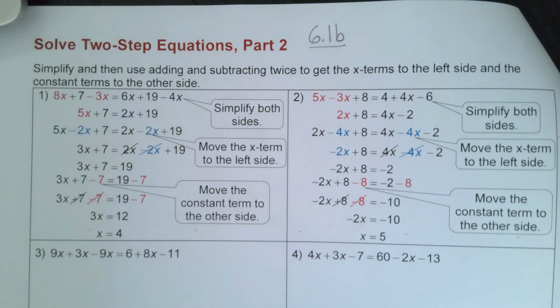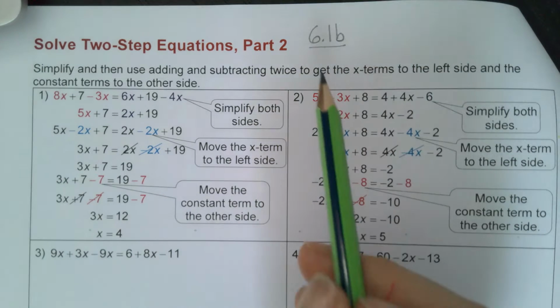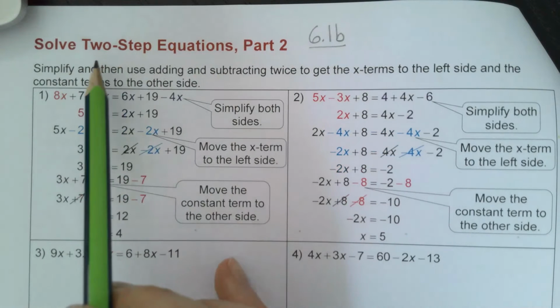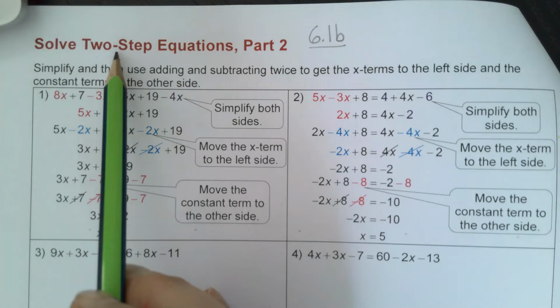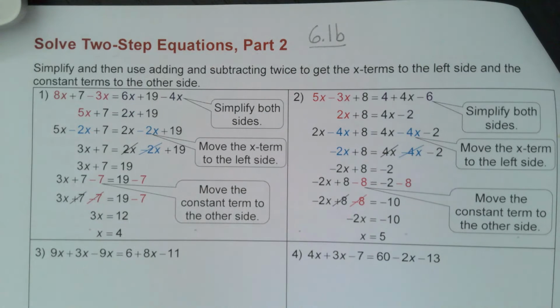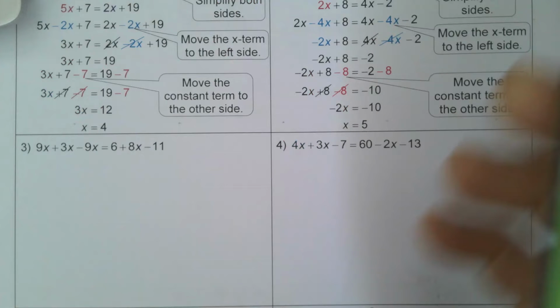So now we're still in book 6.1b, solving two-step equations, and we're doing some more difficult questions now. Steps to solve them, okay? But first, before we start solving the equations, we have to simplify the equation first. Let's start with question 5.